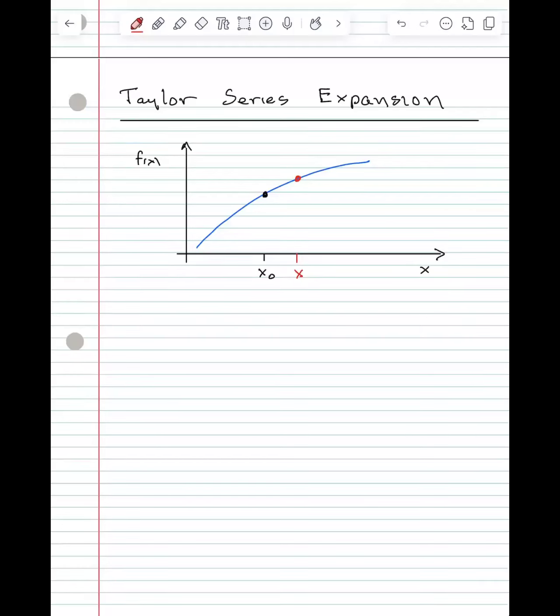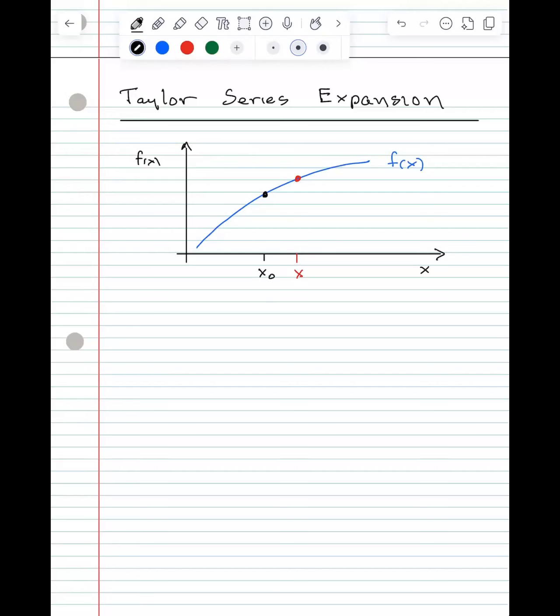Okay, here's what the Taylor series expansion does. If I have some function, f of x, and I know its value at one point, let's call it x0, it allows me to find a simple approximate formula for the value of the function at some other point, x, where x has to be nearby the point x0. Okay? Let's see how this works.